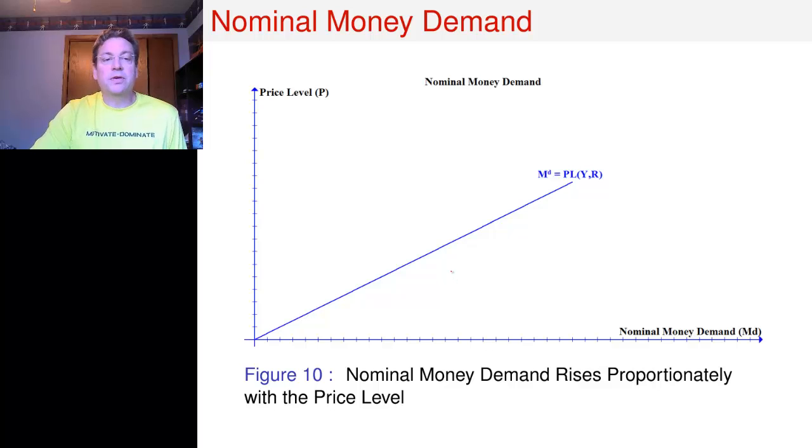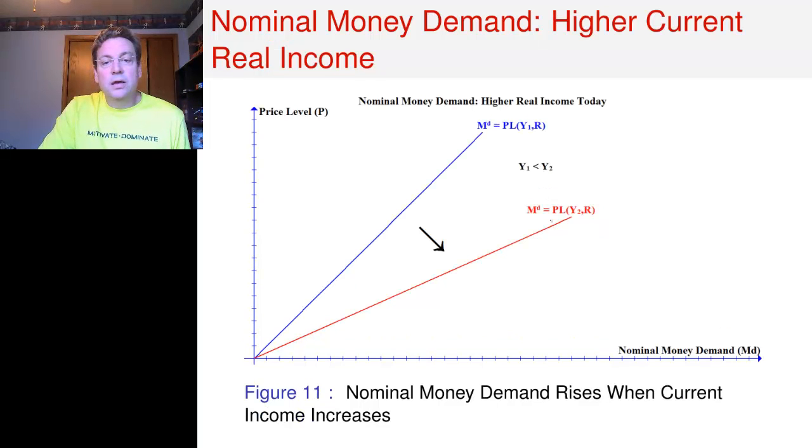So now we can plot this. We're putting P, the price level, up here, and MD down here. And because this just rises proportionately with the price level, we have this upward sloping demand for money. This is, again, remember, nominal money balances.